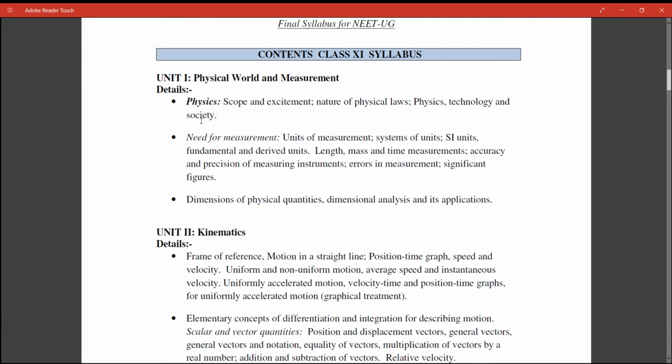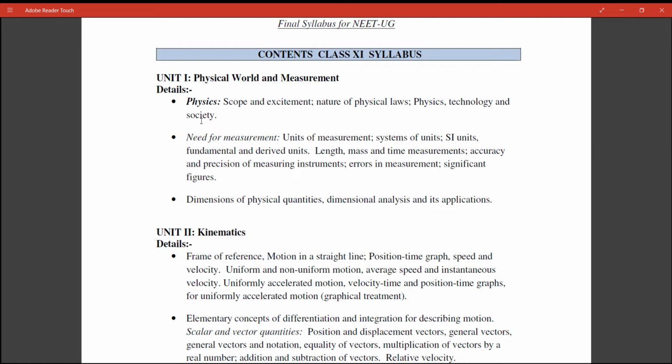So the unit 1 is physical world and measurement, and the topics are physics, scope and excitement, nature of physical laws, physics, technology and society. Then need for measurement, units of measurement, system of units, SI units, fundamental and derived units, length, mass and time measurements, accuracy and precision of measuring instruments, errors in measurement, significant figures, dimensions of physical quantities, then dimensional analysis and its applications. So it was the first unit.